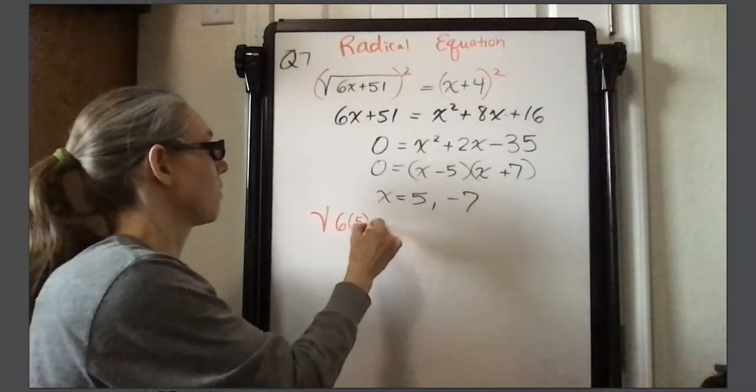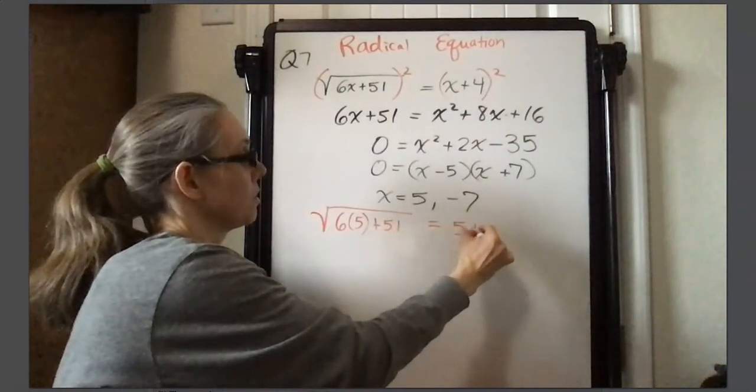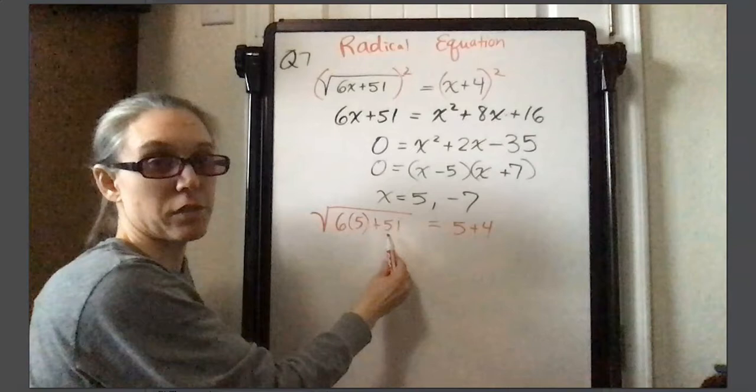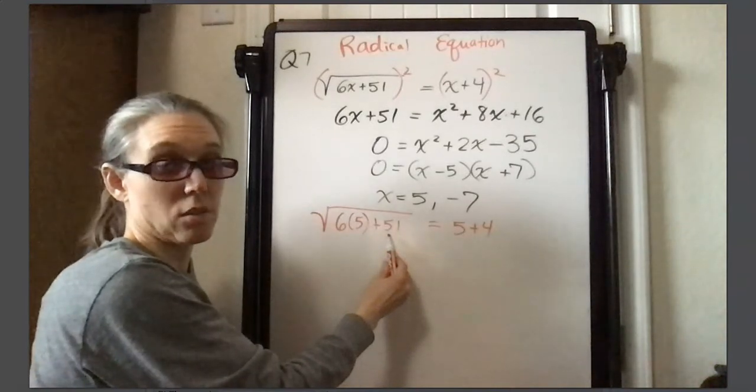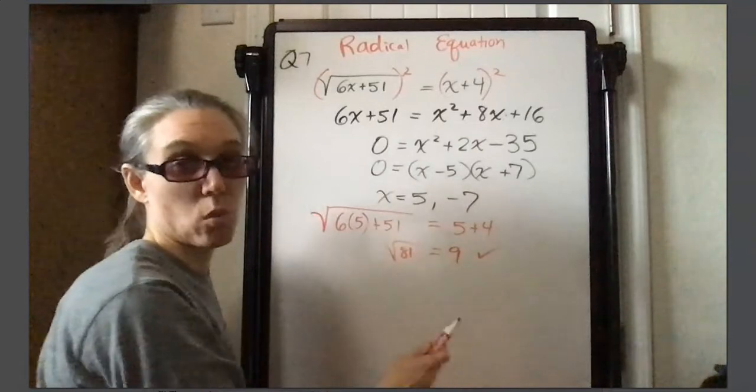6 times 5 plus 51, 5 plus 4. So here we have 30 plus 51, which is 81, and the square root of 81 is 9, so that one works.